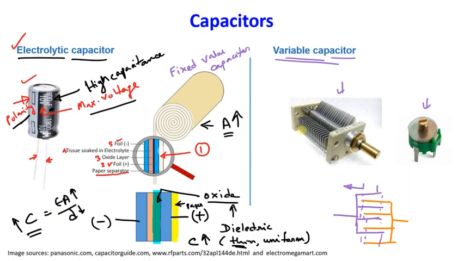So for this type of variable capacitor, if you rotate this knob, then the same thing will happen, means the overlap area will change. As a result, the capacitance will also change. Here one of the electrodes is fixed and the other electrode is rotating. That is clear to you, right? So that's how these variable capacitors work.